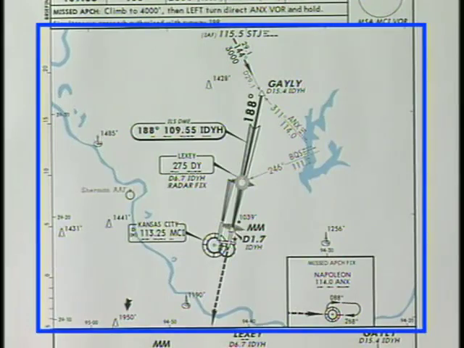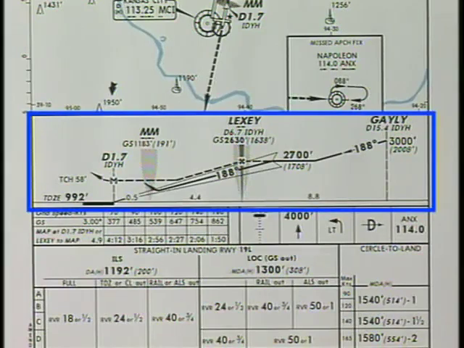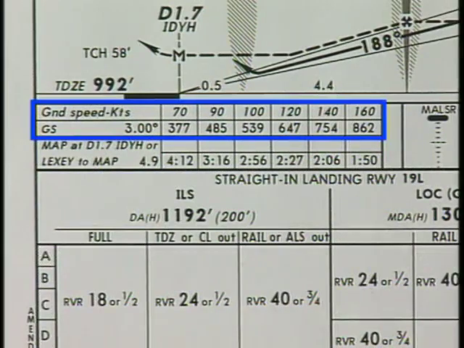Next, you'll want to review the plan view to familiarize yourself with the procedural tracks, nav aids, and headings. The profile view shows the appropriate altitudes for the approach, as well as the headings and fixes along the approach course. Check the conversion table to determine descent rate information.